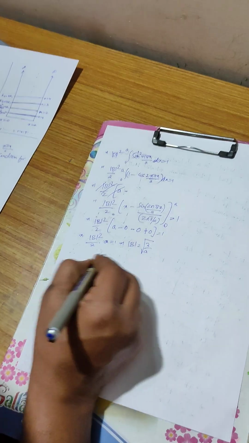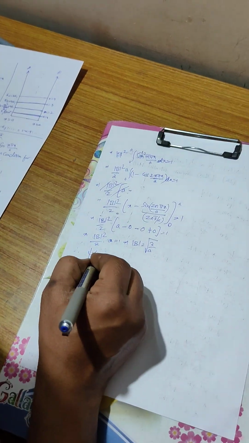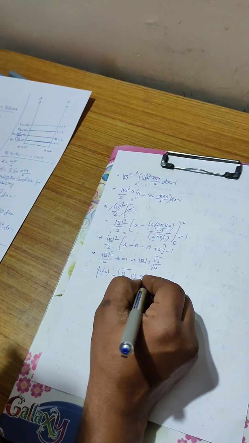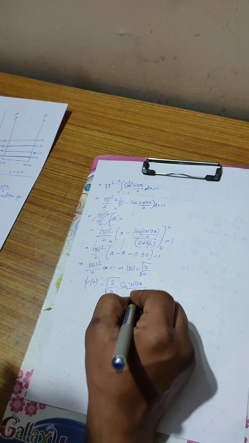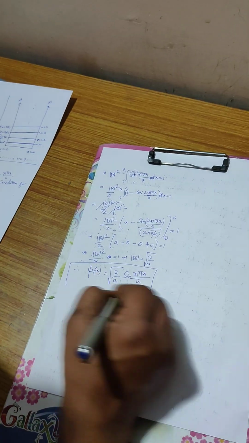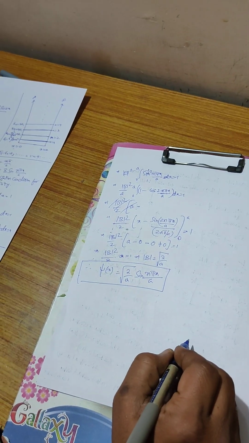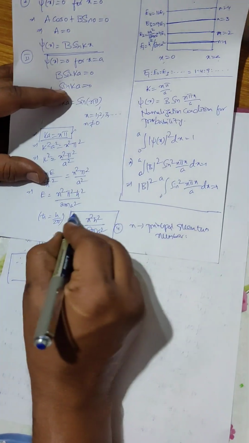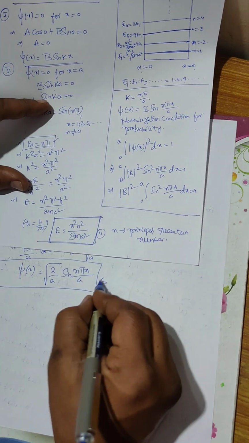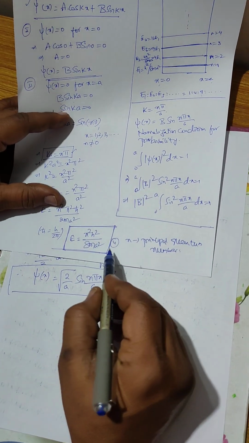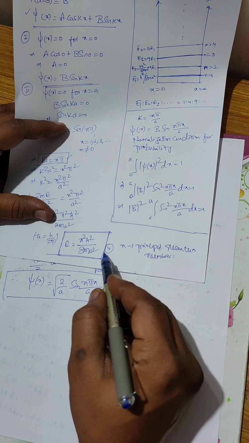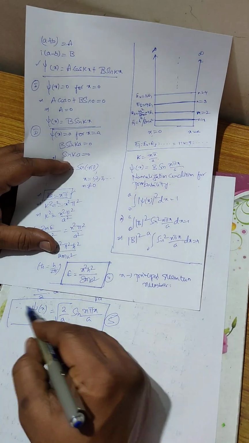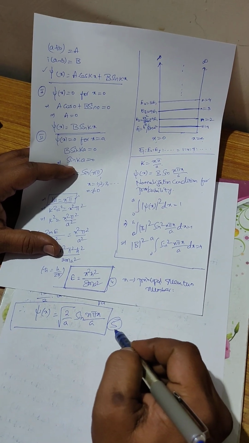Therefore, the allowed wave functions of the electron can be written as psi of x is equal to root over 2 by a into sine n pi x by a. So these are the allowed wave functions of the electron in the potential box, and this is the expression for allowed energies of the electron in the potential box. So this is equation 4 and 5. 4 indicates the allowed energies of the electron, and 5 indicates the expression for the allowed wave functions for the electron, or the allowed quantum states for the electron in the potential well.